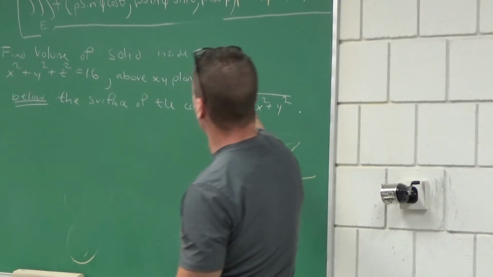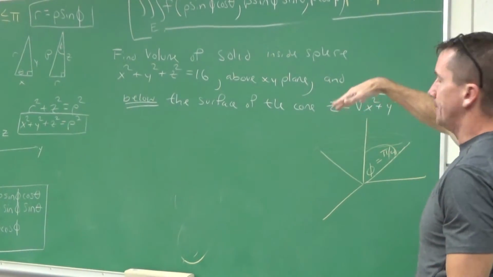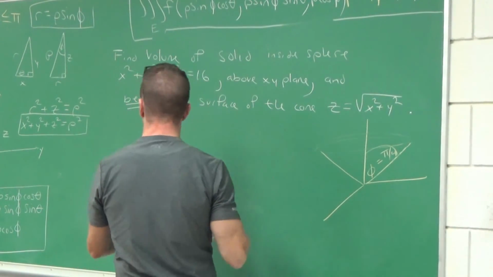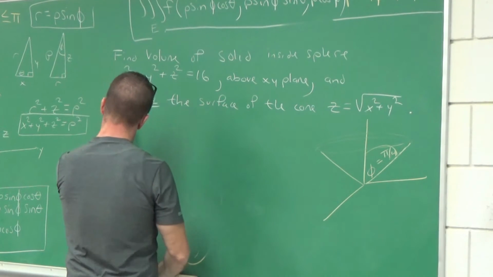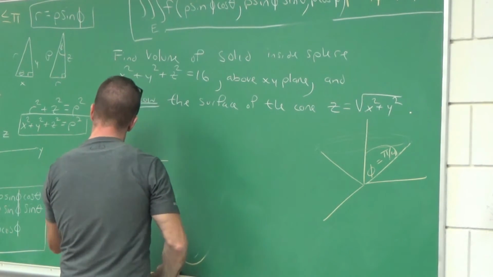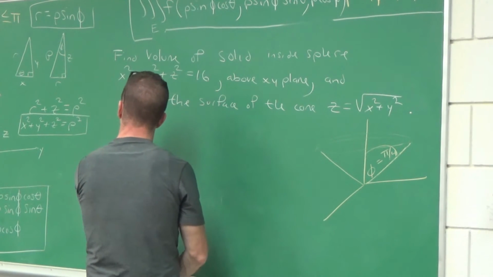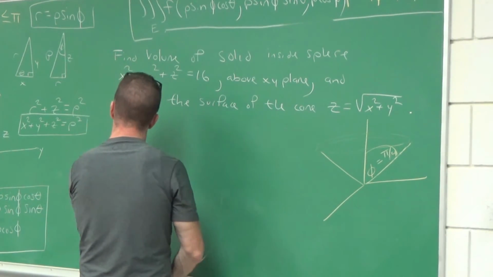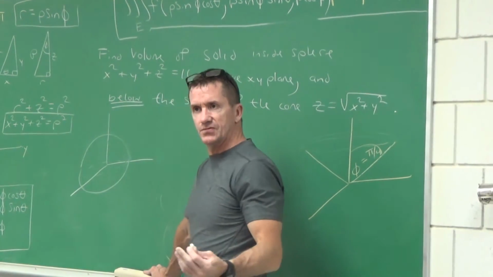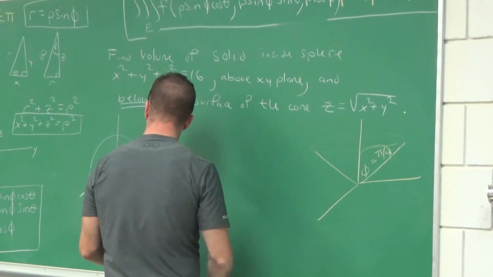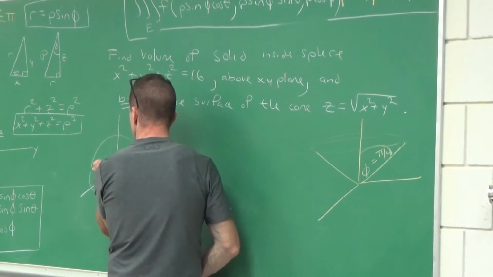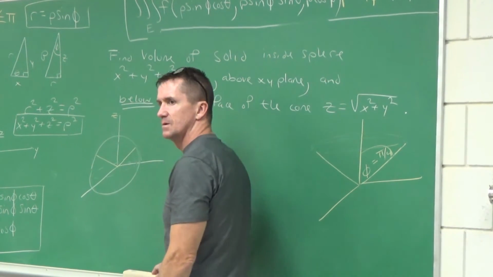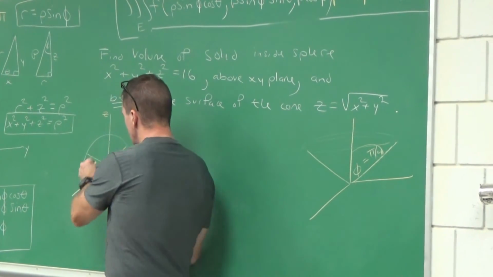We've got to find the volume of the solid inside the sphere, above the xy plane, and below the surface of this cone. So I'm going to draw this again. Let's make an image of this. And here's my sphere. There's my sphere. And where's the cone? The cone's going out like this. There's the z-axis, the positive z-axis. Phi is right in there. There's phi.